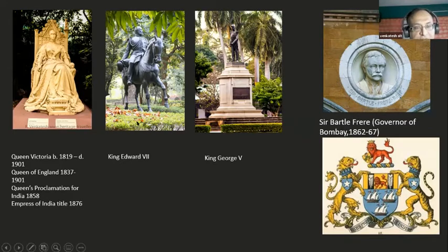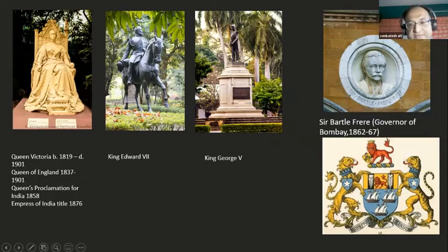Then we have King Edward VII, also adjacent to the museum. This is King George V. King Edward and King George V statues were as Prince of Wales, but it's fine to refer to them as kings now. And this is at CSMVS.